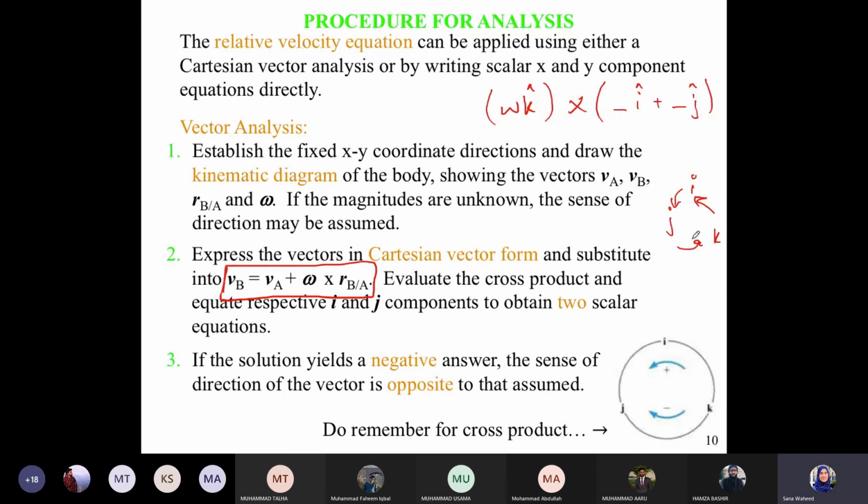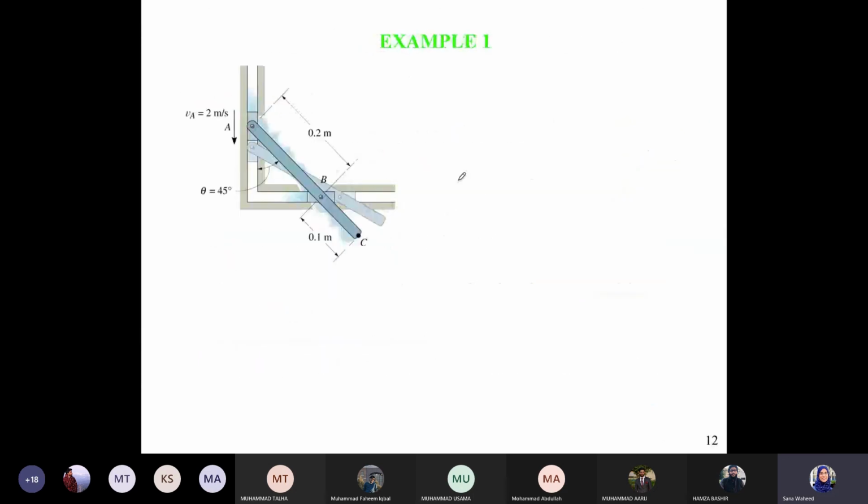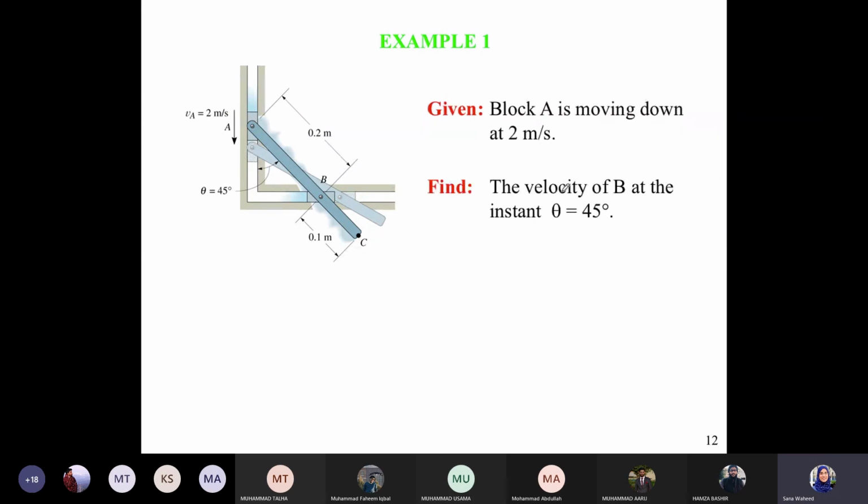So with that, just give me 2 minutes and let's quickly do one example. This is a mechanism similar to the one that we've already considered before in our example. Here we know that A is moving down with 2 meters per second, and we want to find out what the velocity of B is at this instant, meaning when the geometry is like this, what will the velocity of B be. As we know, we have done those steps so many times that we are going to be quick at this now.